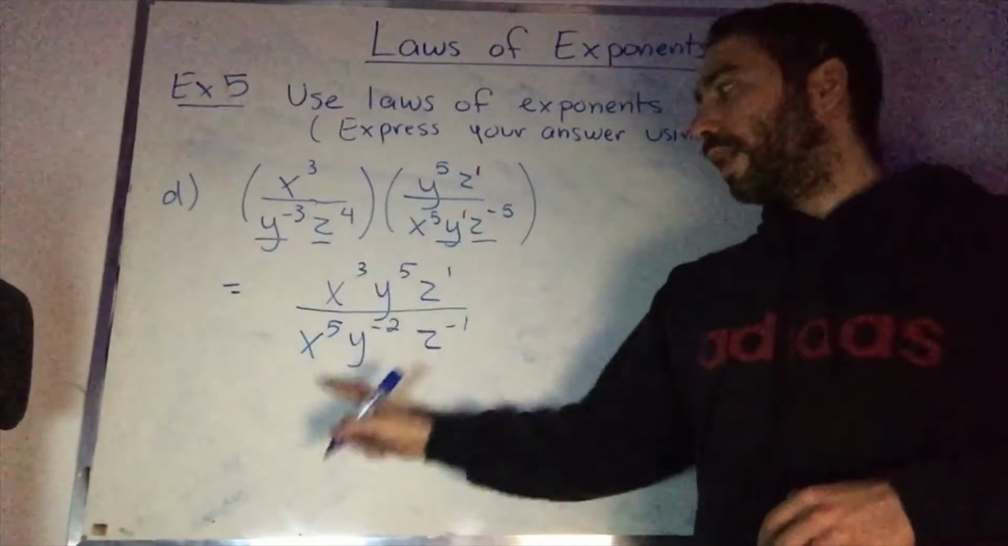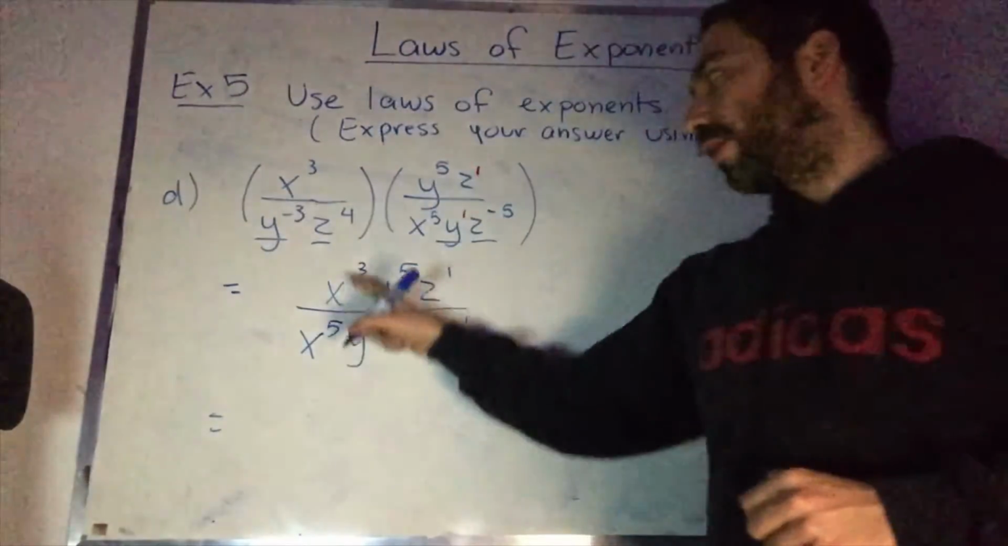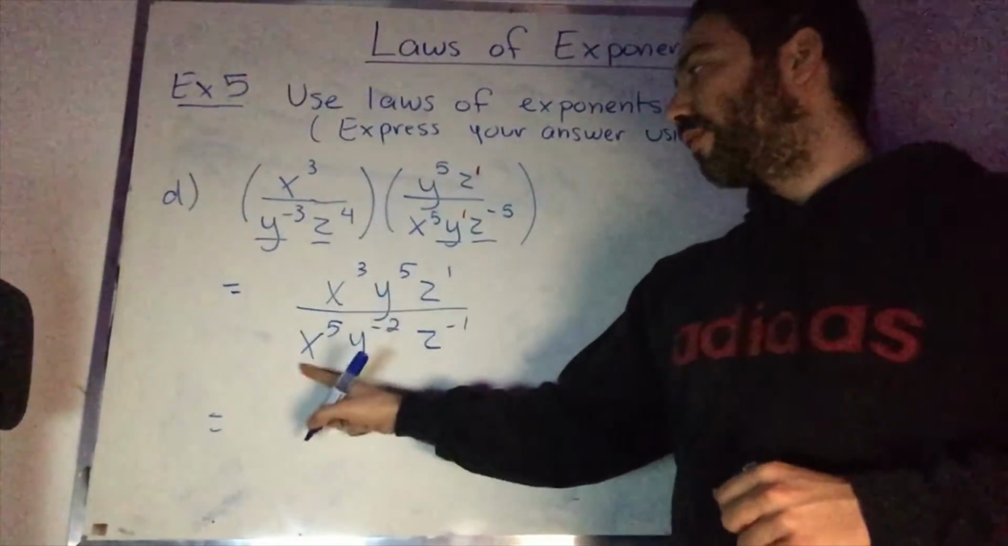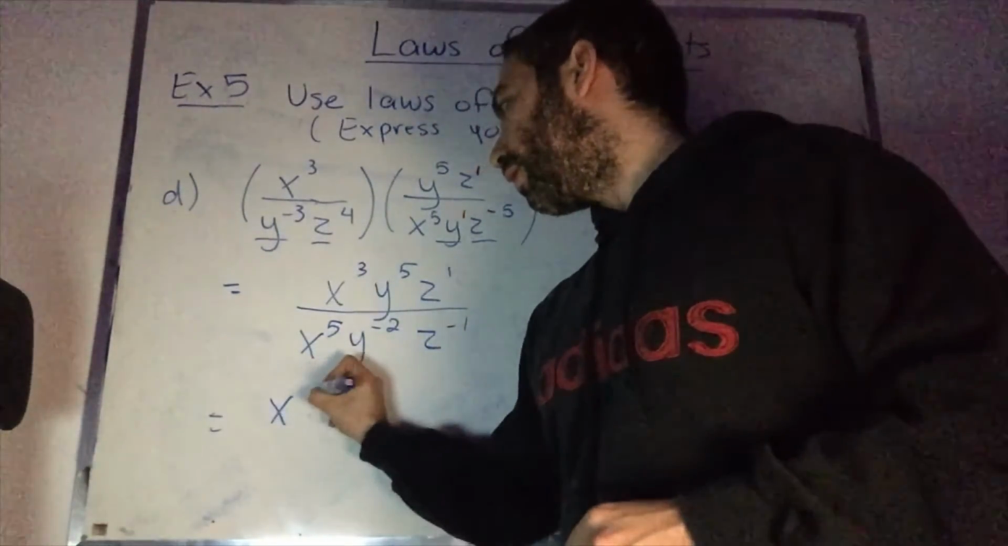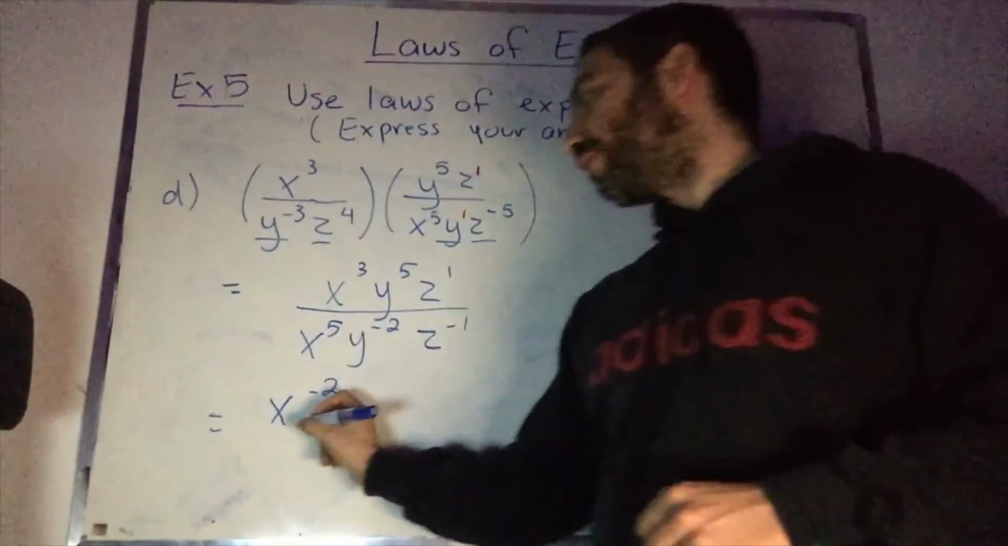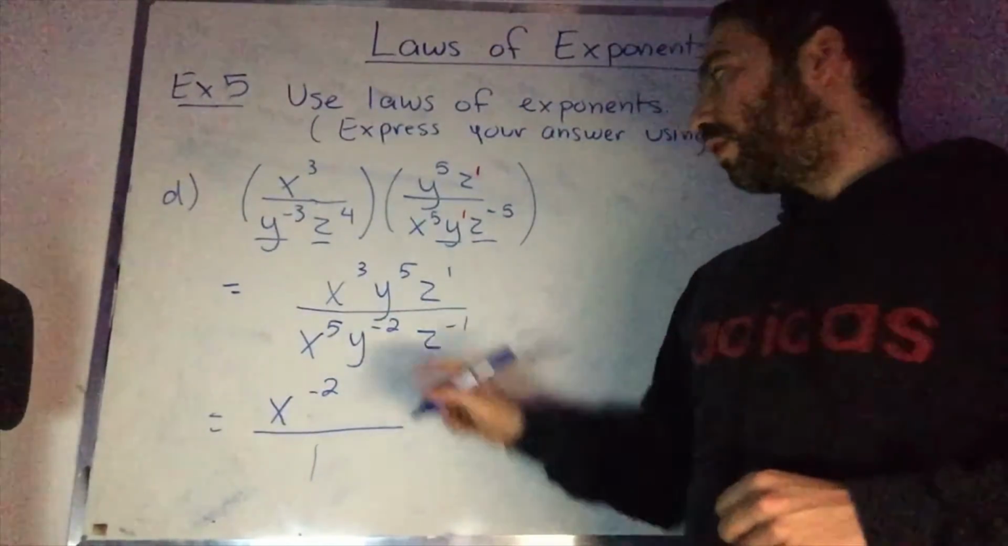Okay. And now what I do is I do the division. So I do my x's first. We have x to the 3 divided by x to the 5. We subtract the exponents, so we get x to the negative 2. 3 minus 5 is negative 2. Think of it again over 1. Every number is over 1.